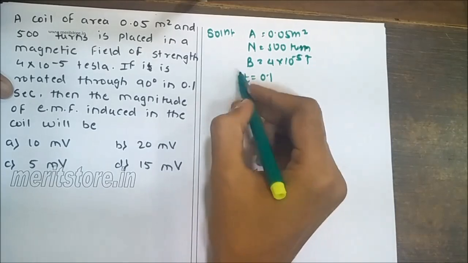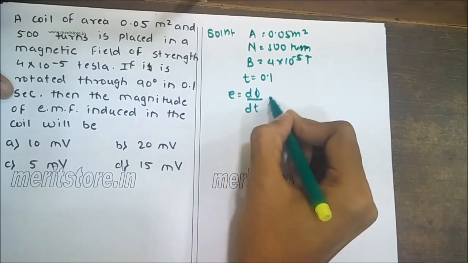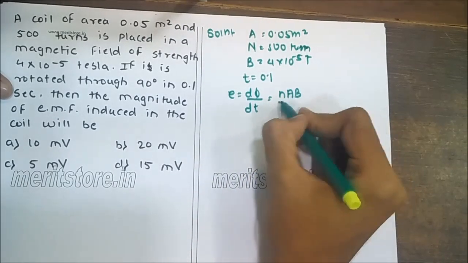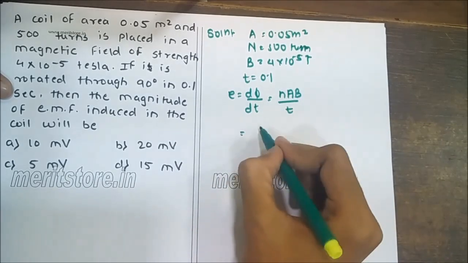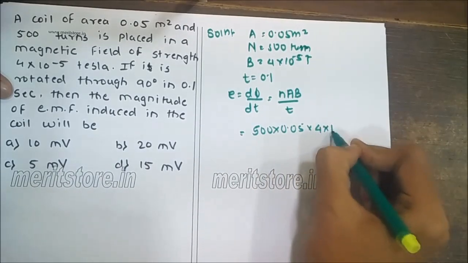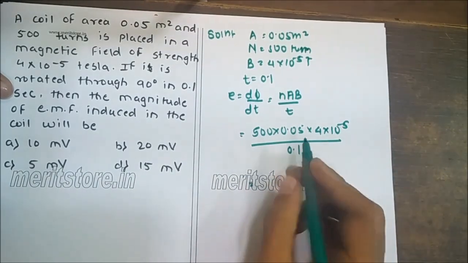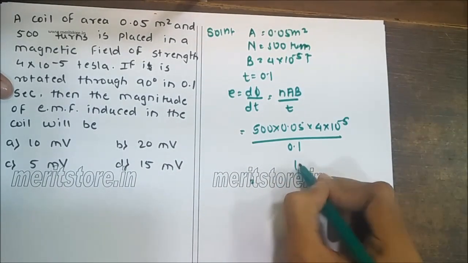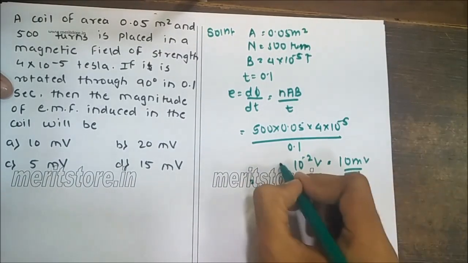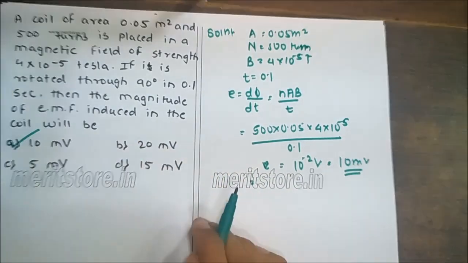So the EMF induced depends on the change in the flux upon time, where change in the flux is equals to NAB. So N is 500 multiplied by 0.05 multiplied by B, 4 into 10 raised to minus 5, upon the time t, that is 0.1. All this comes out to be a value of 10 raised to minus 2 volts, that gives you 10 millivolt. So the EMF induced is 10 millivolt, so A is the correct option.